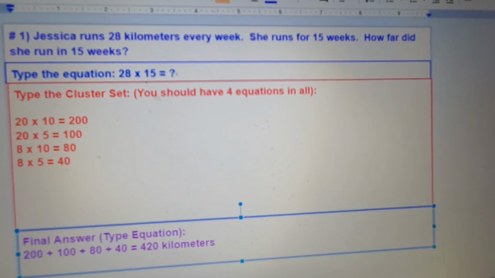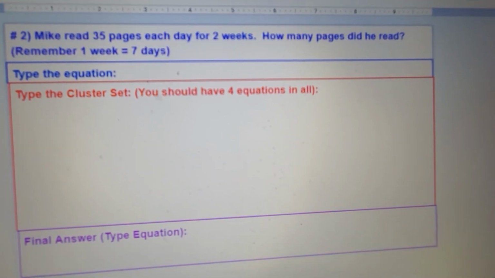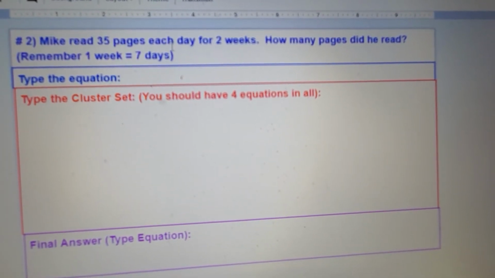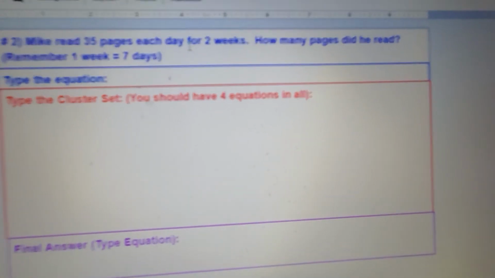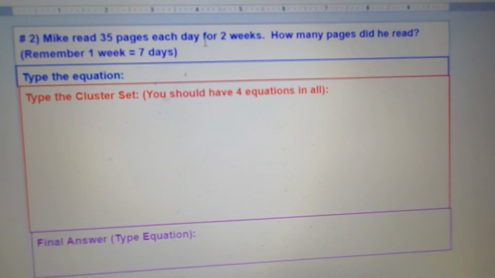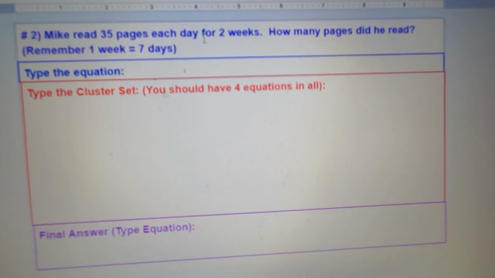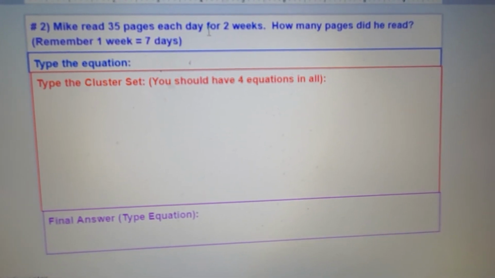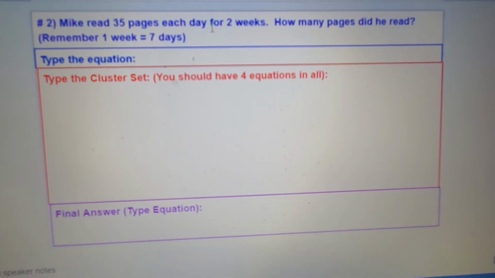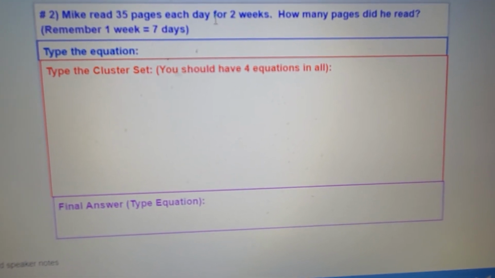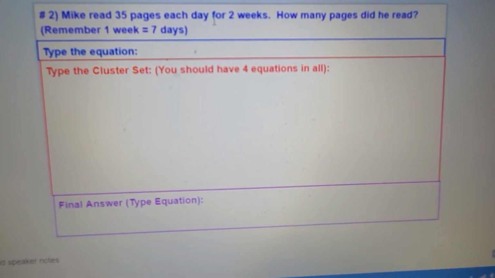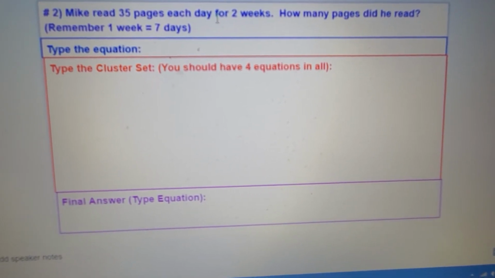Okay, let's do another example. Let's go to number 2. Mike read 35 pages each day for 2 weeks. How many pages did he read? This one looks a little different. I got to read this one again. So Mike read 35 pages each day. So that's 35 every day for 2 weeks. How many pages did he read?